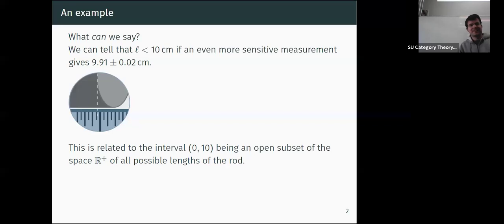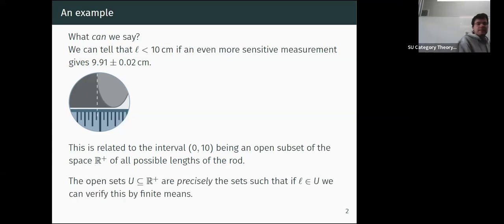So if we say that the space of all possible lengths of the rod is the positive real numbers, then we see that this is an open subset of this space. And in fact, the open subsets of the space are precisely the sets such that if the length were in the set, then we could verify this by finite means. So these are precisely the things that we can tell with only finite precision measurements, as long as we can do arbitrary precision, right? The precision is finite but arbitrarily good, then we can tell that the length is in this set.